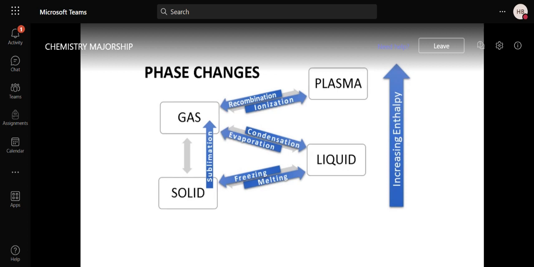Alright, and then of course, the opposite. Can a gas also go directly back to solid without passing through the liquid state, meaning without condensing? Yes. That is called deposition.